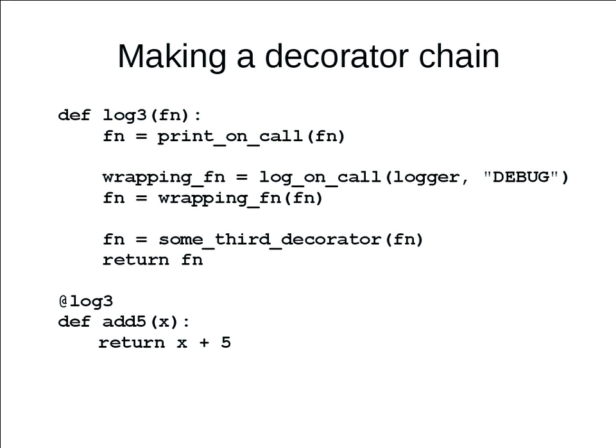The print on call decorator just takes a function argument, so we can just call it. So we just use the inline format, basically. Since this one takes arguments, I call it once to get the wrapping function, and then I call the wrapping function. Although really, I could have just stuck parenthesis fn on the end of that first call, and it would have done the wrapping. Anyway, some third decorator. So it does all three, and then to use it, all you say is @log3.